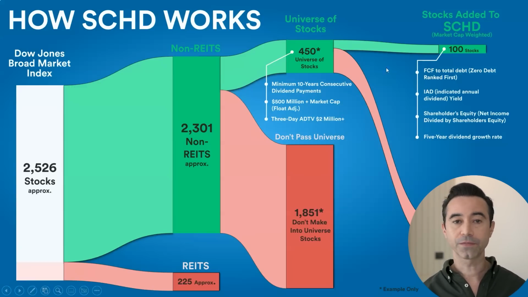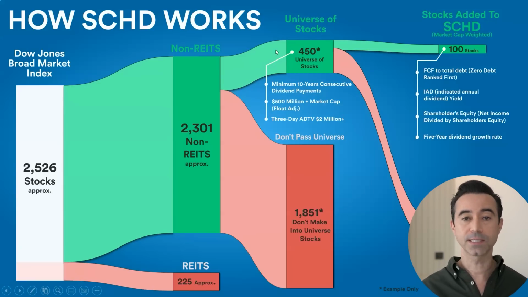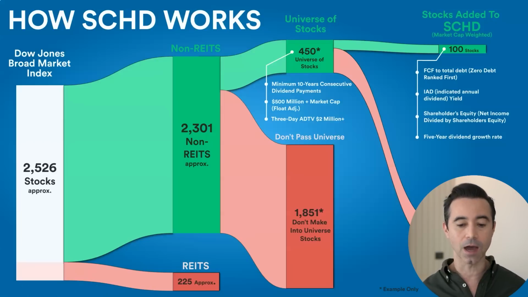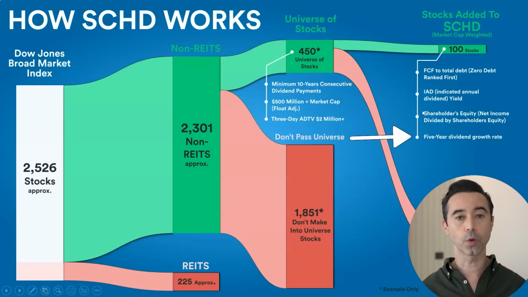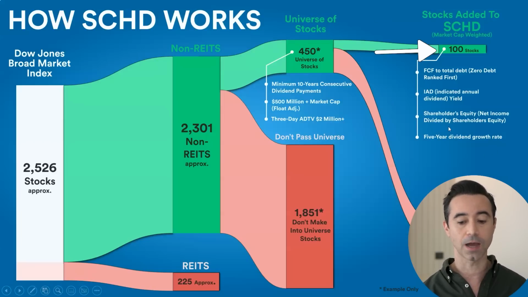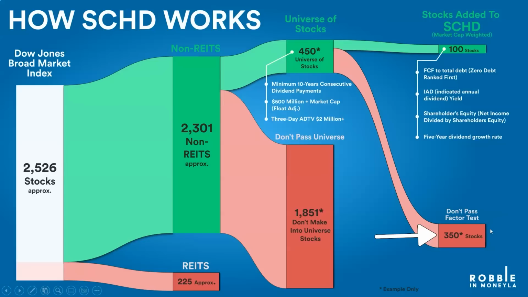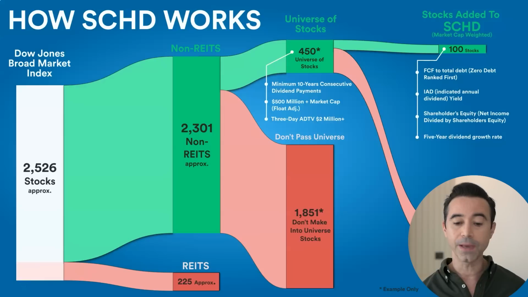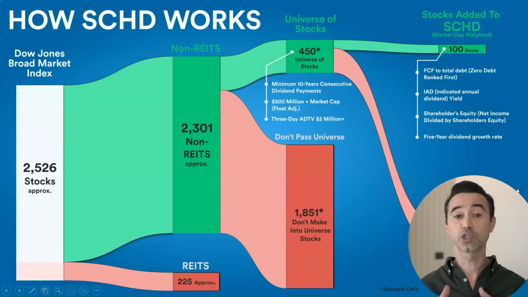Of the 450 stocks that can potentially go into here, only the highest ranking stocks based on these factors are going to make it into the portfolio. That's 100 stocks. 350 stocks are probably not going to be able to pass the test to get into this. So it's only the best of these 450 based on these different factors. To really truly understand SCHD, we need to understand this part. So let's understand that part.